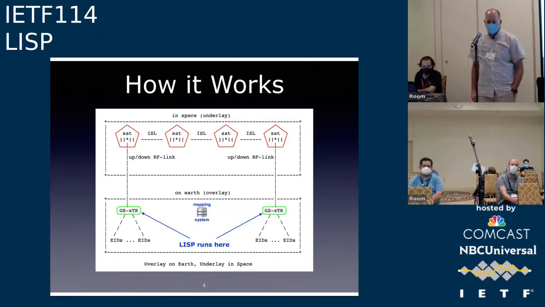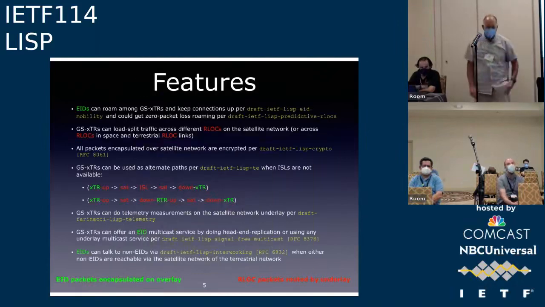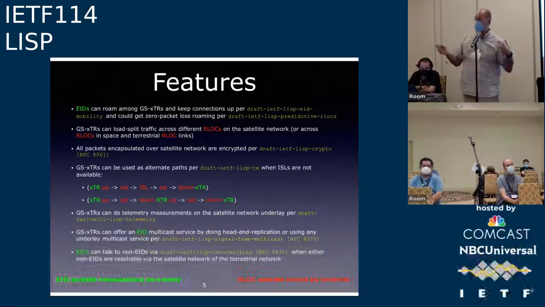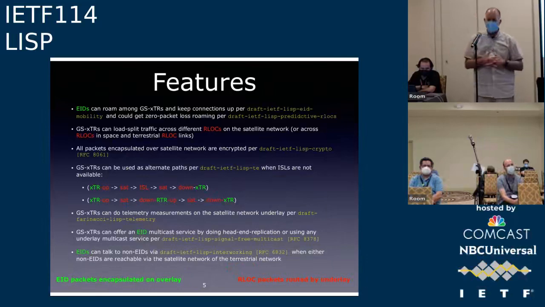Okay. Next slide. So these are the sort of features. Sorry for the busyness of the slide, but we'll go through each one. The EIDs can roam around ground station XTRs, just like the EID mobility draft says. It's no different than if the EIDs are roaming in a VM on a top of rack switch. It's the same sort of machinery that's used. So EID mobility and even predictive RLOCs can be used in this scenario because these are LISP features and we don't depend on the underlay to do anything here.